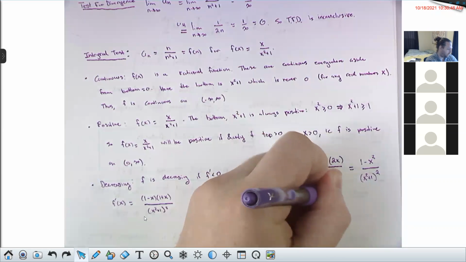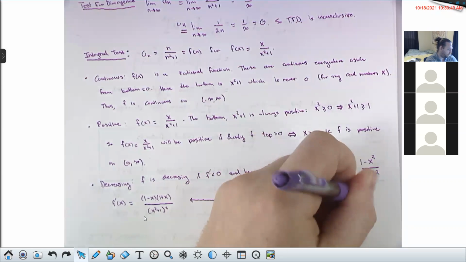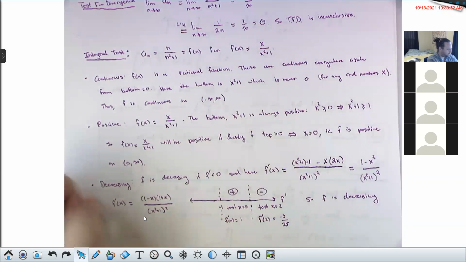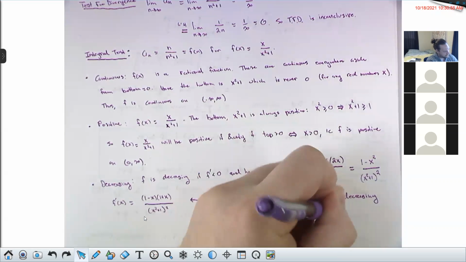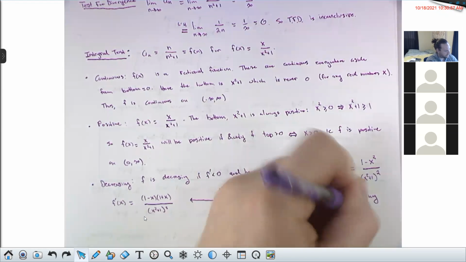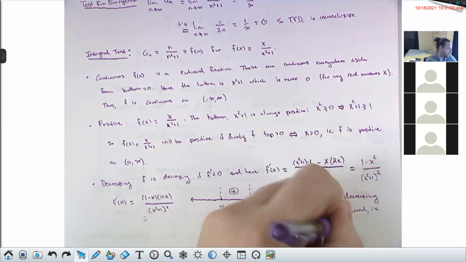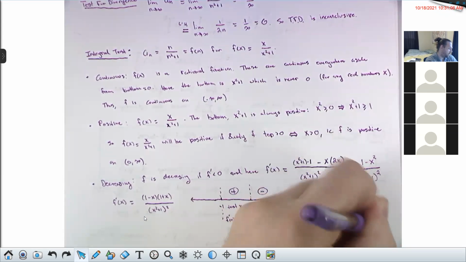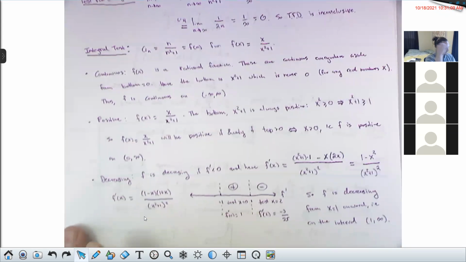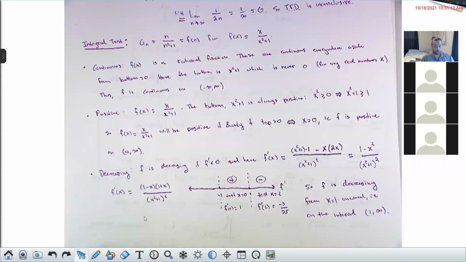So f is decreasing from x equals 1 onward, i.e. on the interval 1 to infinity. So is my function decreasing? Not everywhere, but from 1 to infinity it is, which is good enough for us. My series starts at 1, so this would be ideal anyway. Even if this was like from 10 to infinity, that would be okay, because we just need these things to be true eventually.